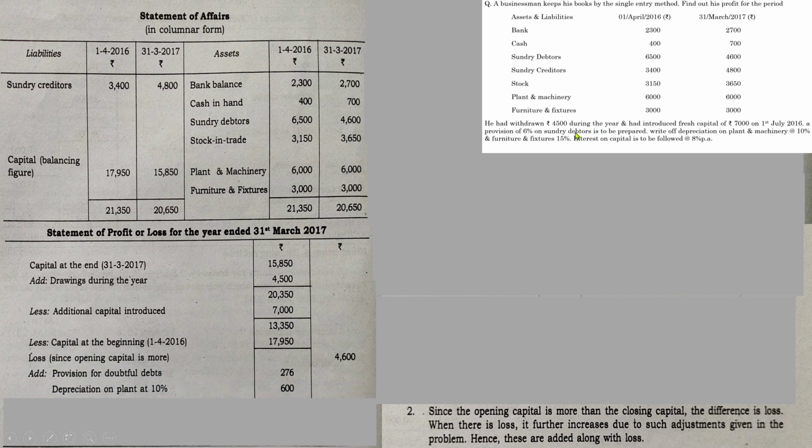Next one, depreciation on plant. In the question it is mentioned that depreciation on plant and machinery is 10%. Since the opening and closing balance is same, just take the percentage of any value. So 6000 into 10%, you will get 600.